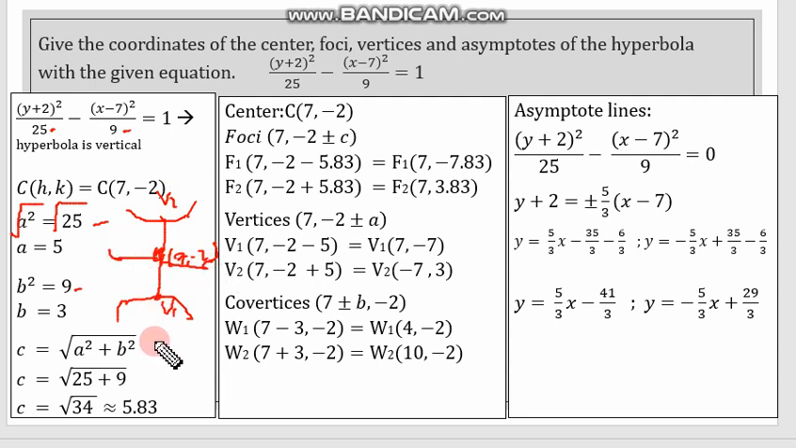Okay, so to locate our foci, c is equal to the square root of a squared plus b squared. A squared is 25, b squared is 9, so the square root of 25 plus 9 is the square root of 34, which is approximately 5.83. So we have the value of c, b, and a, and we also have the center. So we can get the coordinates of our foci, vertices, and co-vertices.